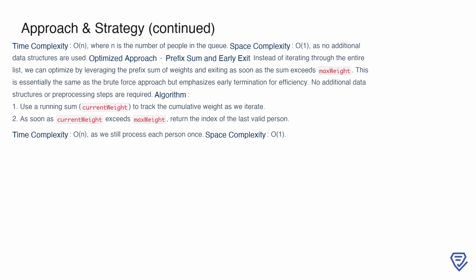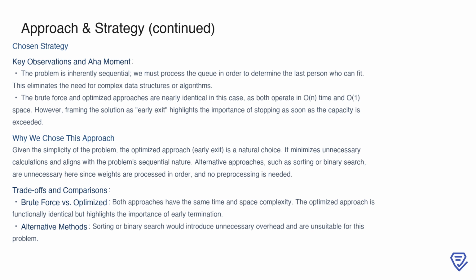The time complexity is still O(n), as we process each weight once, and the space complexity remains O(1). This optimization is subtle but aligns better with the problem's constraints by emphasizing early exit. The chosen strategy for solving this problem is rooted in some key observations. First, the problem is inherently sequential, meaning we must process the queue in order to determine the last person who can fit into the elevator.